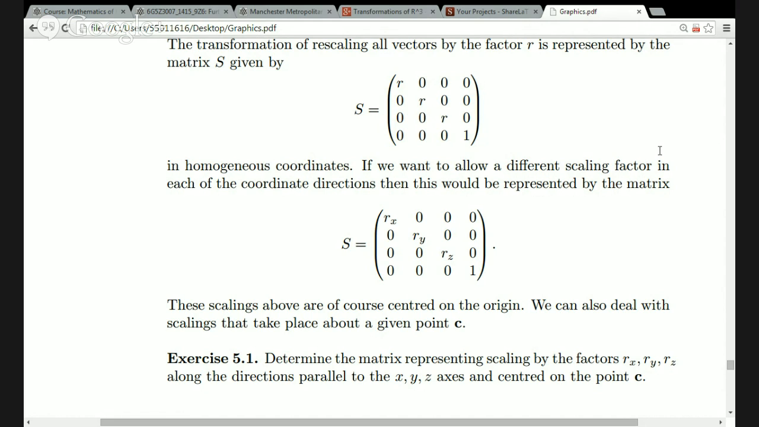So that would be step 1. Step 2, we would use a scaling matrix S. Well, this is really just the one in the question, or the one in the notes, Rx, Ry, Rz, 1, and zeros everywhere else.